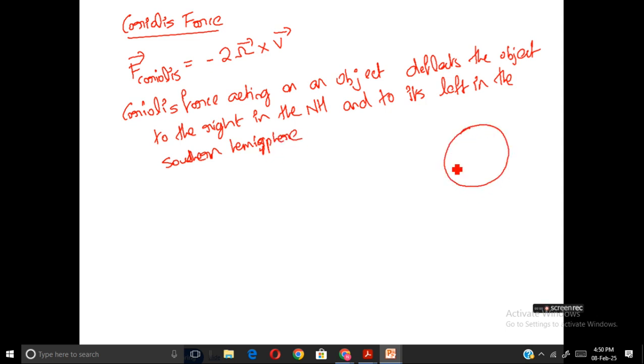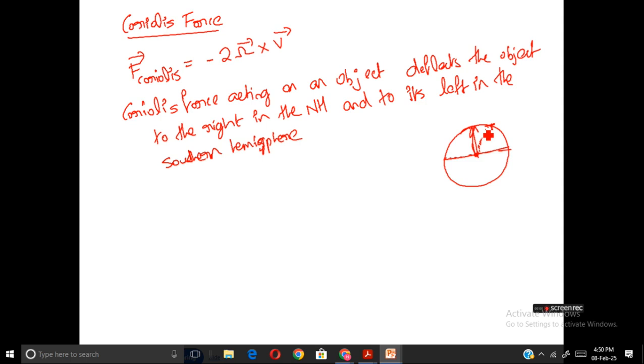So basically, suppose an object with the velocity v is moving from the equator to the pole. This is how it should go. This is how it's supposed to go in a straight line, but due to the Coriolis force, or due to the rotation of the Earth, it will take a slightly deviated path like this. It will deflect towards its right and it will reach over here. So in the northern hemisphere, the deflection will be towards the right of the original path, whereas in the southern hemisphere it will be towards the left.